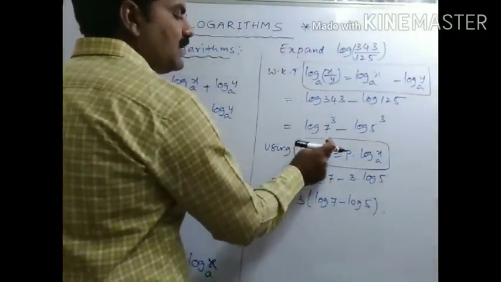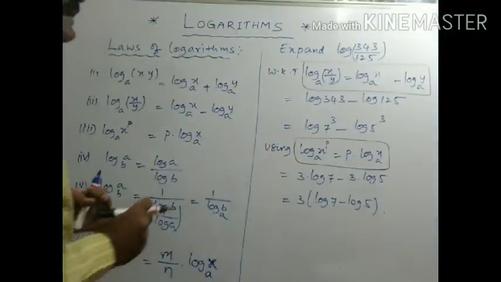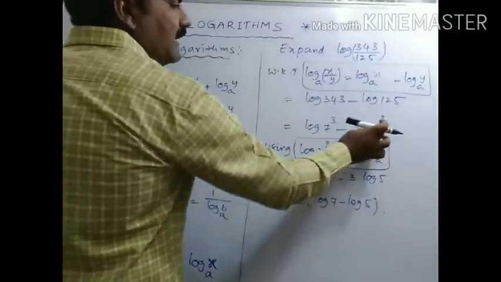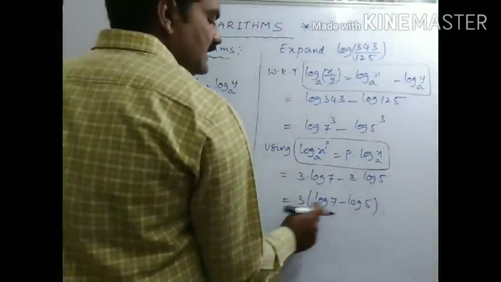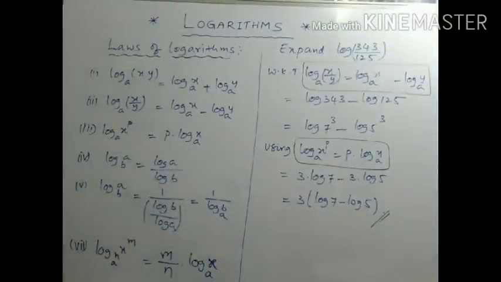So what is the answer? The power comes to the front, that is p into log x to the base a. In the same manner, the power comes to the front here, that is 3 into log 7 minus 3 into log 5. Finally, I can take 3 common from both. Hence 3 into log 7 minus log 5 is the simplest form of the given problem, log of 343 by 125. Here he is asking us to expand it into simplest form, so that is 3 into log 7 minus log 5.